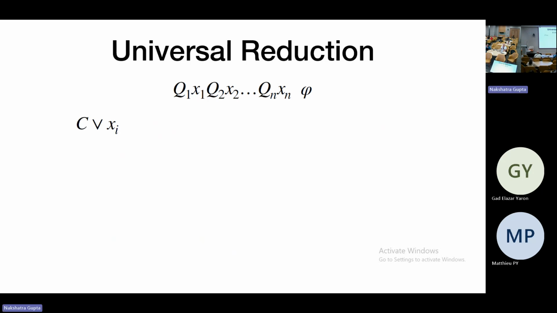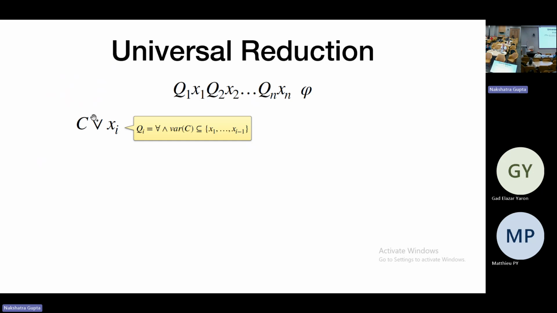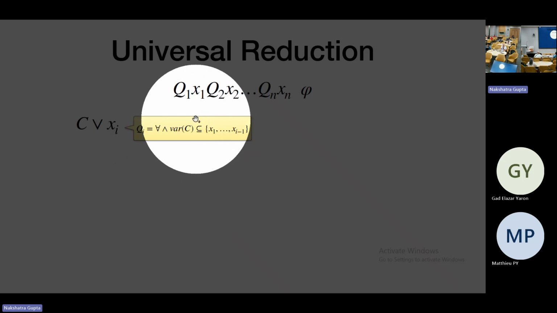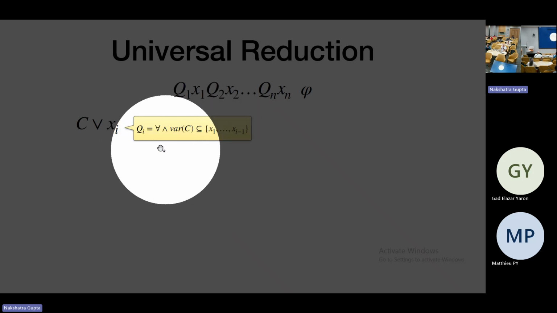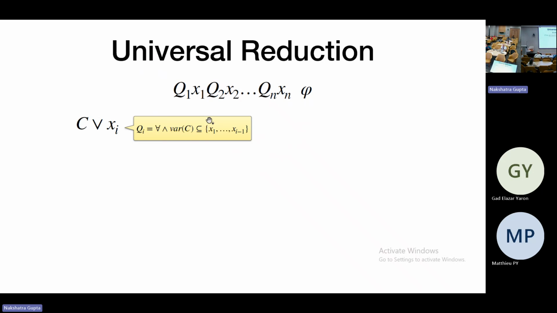And that's a rule that works as follows. You assume you have a clause C that contains a literal xi, or it could be not xi. That's really irrelevant here. And this xi is a universally quantified variable. And then all of the other remaining variables that occur in C are to the left of variable xi in the quantifier prefix. In that case, you can just remove that literal xi from your clause, add the clause C to your formula, and it still has to be satisfied.